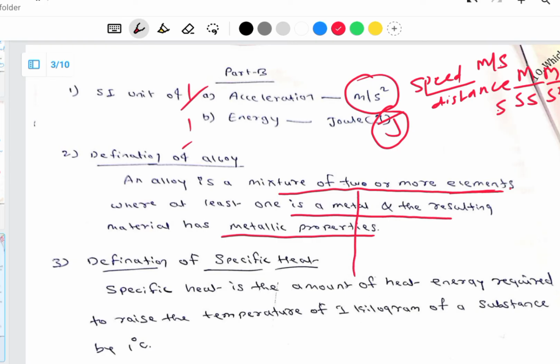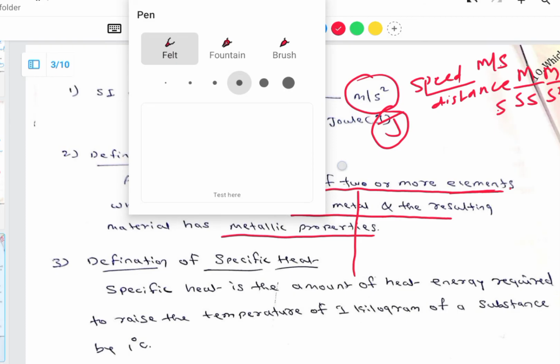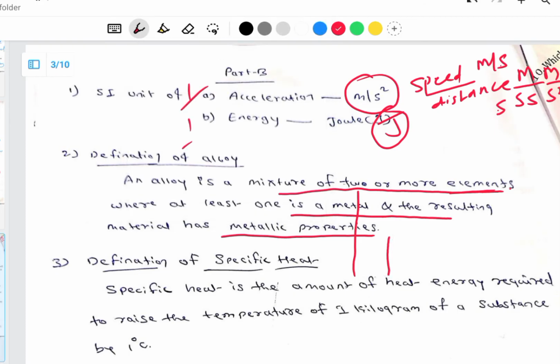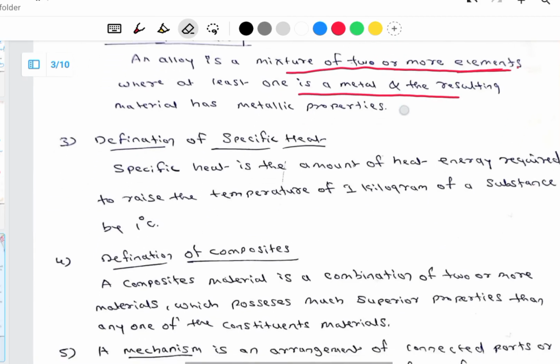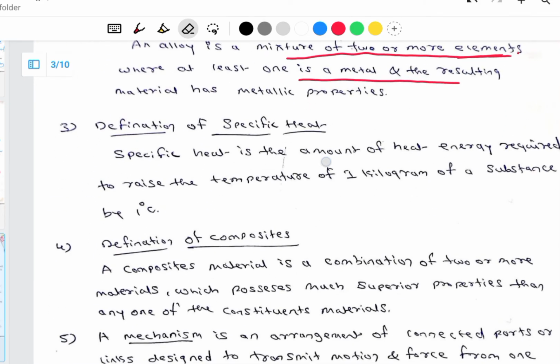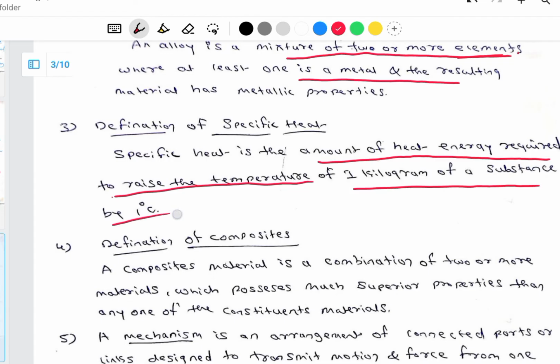So the next question is specific heat. What is specific heat? Specific heat is nothing but the amount of heat required to raise the temperature of 1 kg of a substance by 1 degree Celsius.